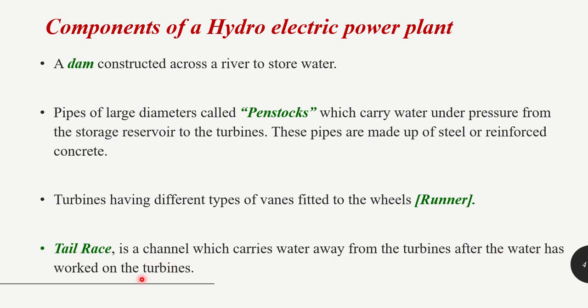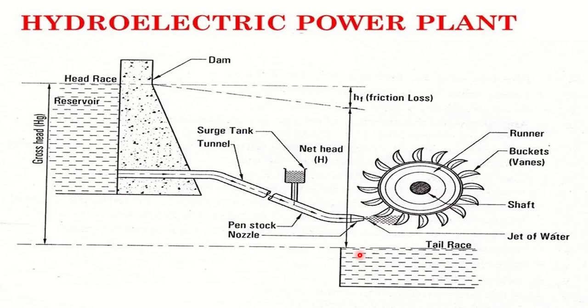Next, as I've told you, the tail race is a channel which carries water away from the turbines after the water has worked on the turbines. Whatever water is falling on the turbine is not completely converted into energy. Some of the water will be wasted. It's nothing but the excess water that will be discharged into a tail race. Okay, you can use this water again to fall onto the turbine, or you can use it for any other purpose.